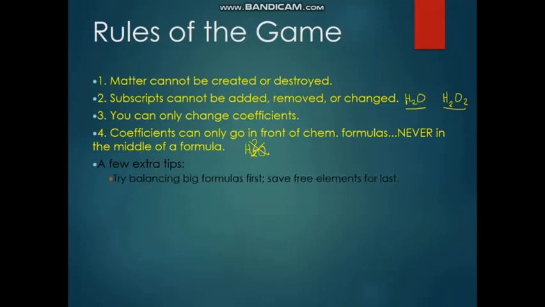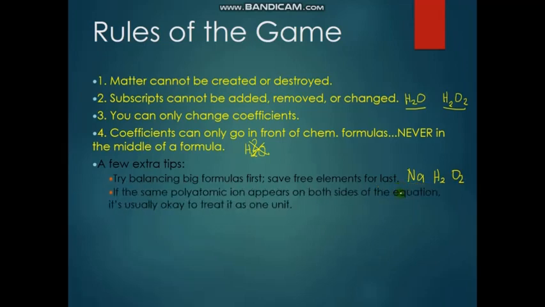So first, try balancing big formulas first and save free elements for last. Say for instance you have sodium, hydrogen molecule, or oxygen molecule. These free elements are easy to balance because there are no other atoms attached. Therefore, if they change in number, it will not affect another atom.